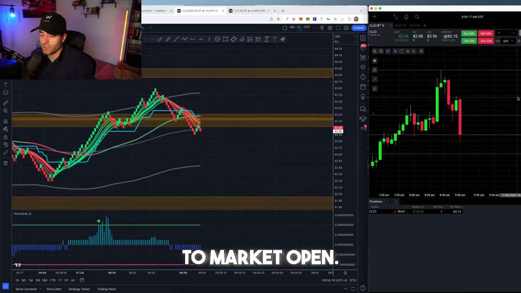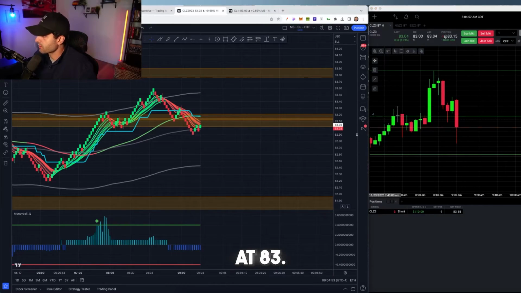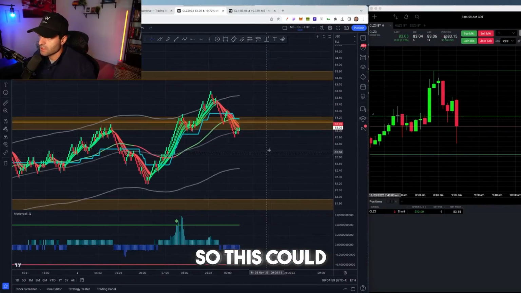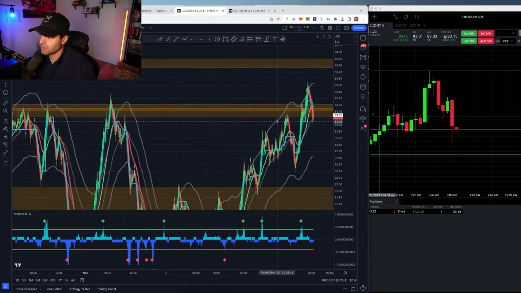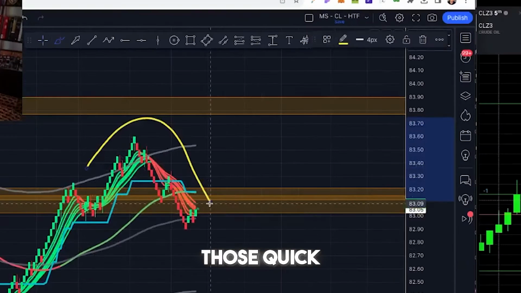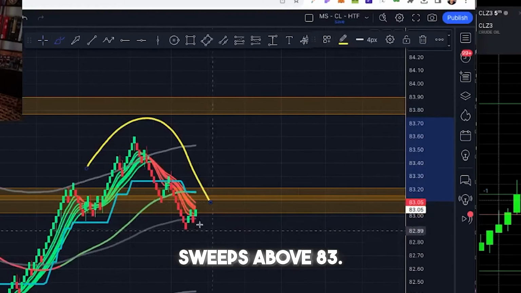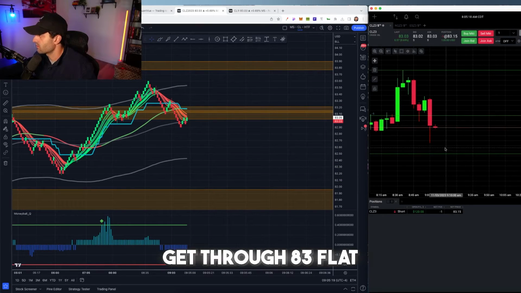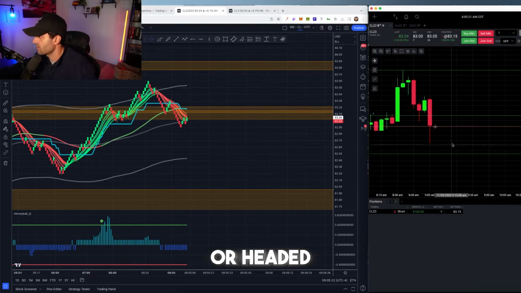About 25 minutes to market open. There's going to be a battle here at 83. Big psychological level and pivot point, as you can see. So we are in a downtrend on crude, so this could have been just one of those quick liquidity sweeps above 83, and then we march back down to 82. As soon as we get through 83 flat, we're headed back down.